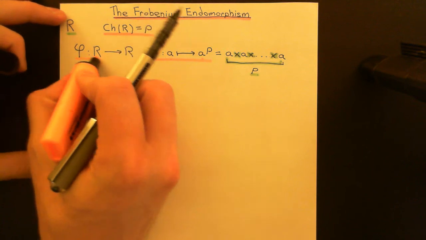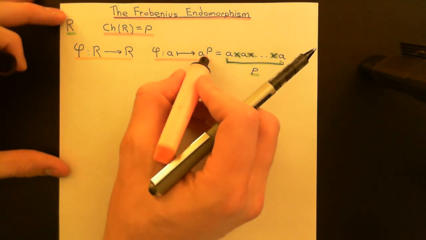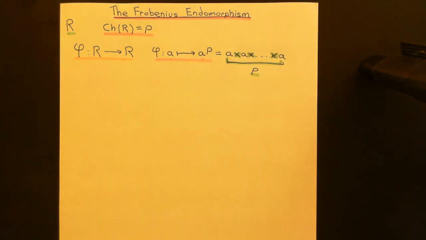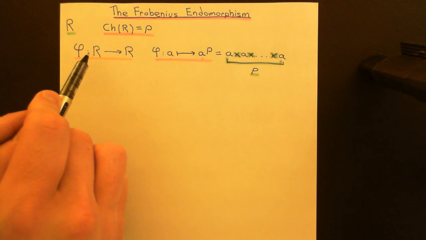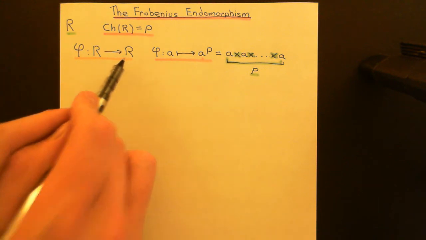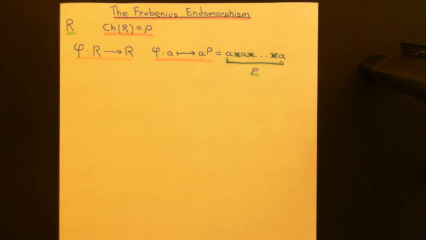When you take any element of the ring, you can do this. You can multiply it by itself p times. That's perfectly well defined, and of course the answer that you get is going to be something that is in the ring. So it is going to take any element here and map it onto another element of the ring. So it's a mapping from the ring onto the ring.